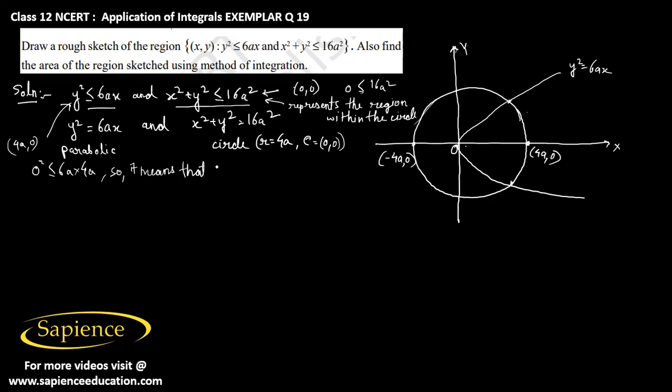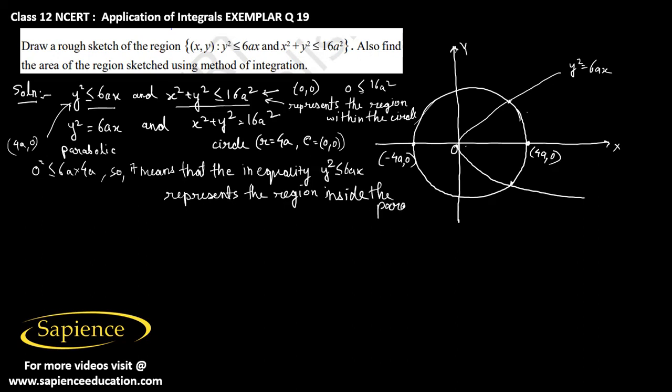So it means that the inequality y square is less than or equal to 6ax represents the region inside the parabola. So it means we have to use the common intersection part of these two regions. It means we need to find the area of this shaded region.